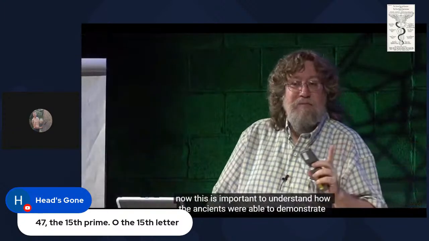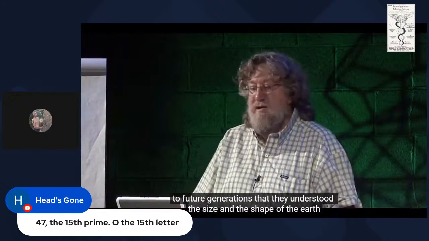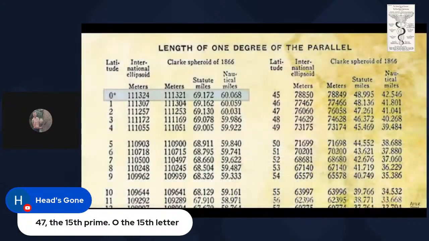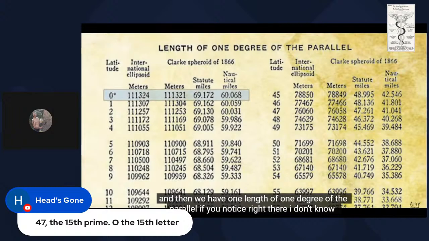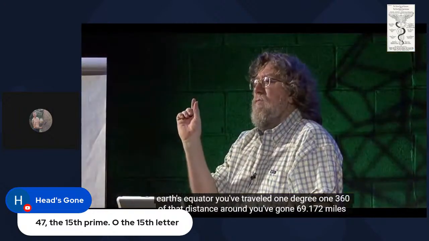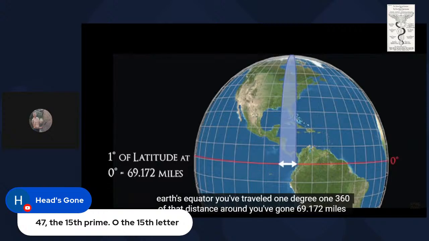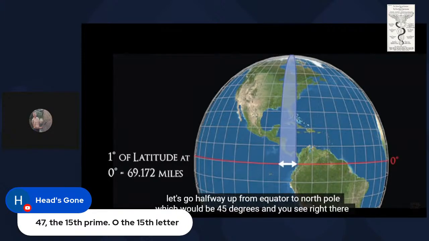Okay. Now this is important to understand how the ancients were able to demonstrate to future generations that they understood the size and the shape of the Earth. And then we have the length of 1 degree of the parallel. If you notice right there, I don't know if you can read it from out there, but that says 69.172 miles. So think of a circle going around the Earth's equator. You've traveled 1 degree, 1/360 of that distance around. You've gone 69.172 miles.